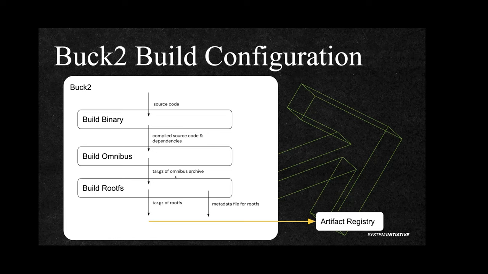That's the intention. So to build the root FS for Cyclone, we needed to ingest this omnibus archive and use it to basically pull an operating system together so that we could output the root FS. It outputs the targz of a root FS and also a metadata file for the root FS. So each artifact gets both these attributes: the thing itself and then the metadata of the thing itself.